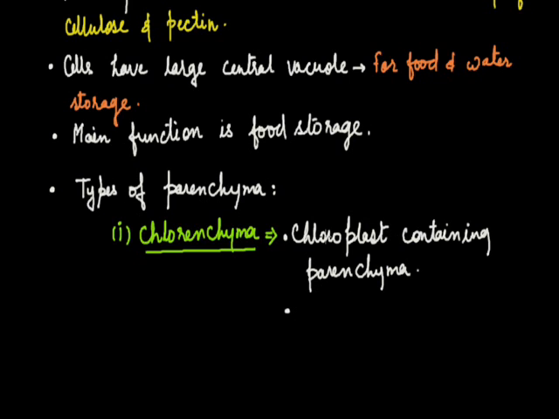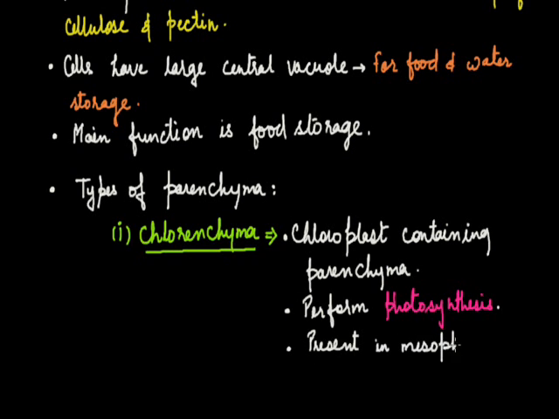Since they contain chloroplast, and we all know that chloroplast is related with the function of photosynthesis, the main function of chlorenchyma is to perform photosynthesis. And if we talk about their location, the chlorenchyma is mainly present in the mesophyll of the leaf. Mesophyll is the tissue present in the leaf below the epidermis, and this mesophyll is made up of chlorenchymatous type of parenchyma, and that is mainly concerned with the function of photosynthesis.